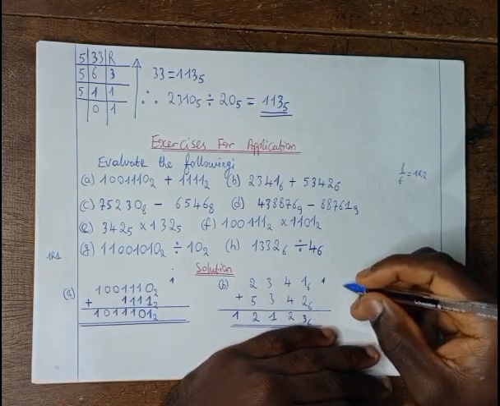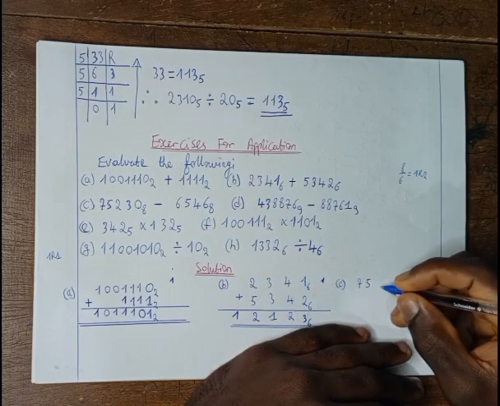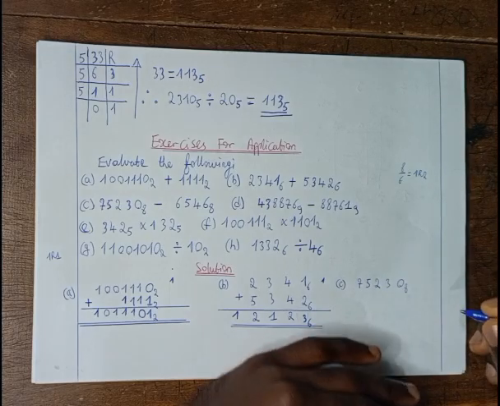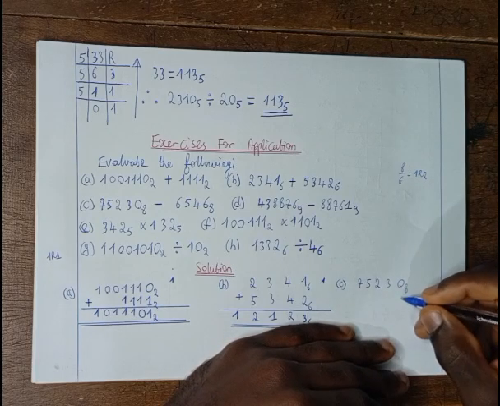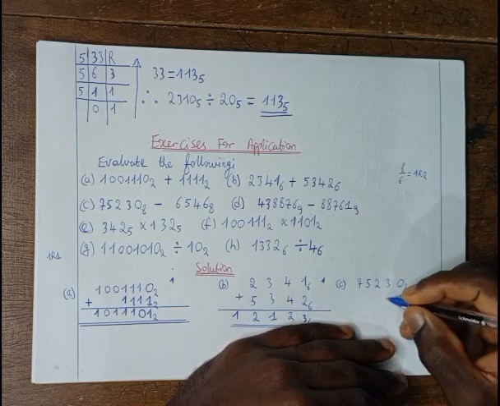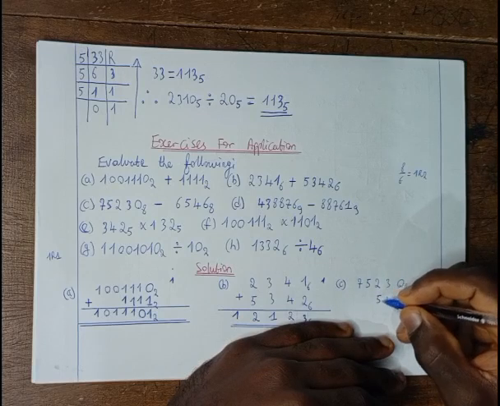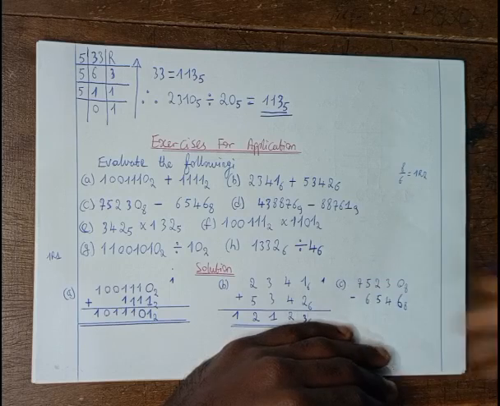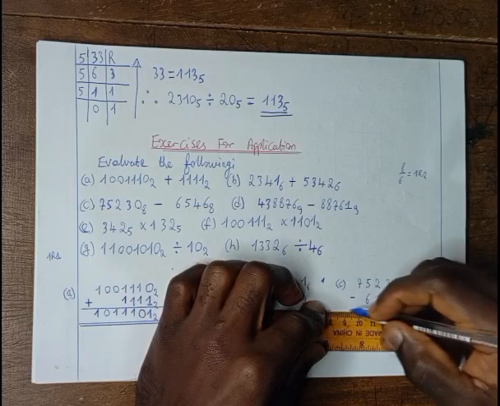We go now to question C. For C, we have 7, 5, 2, 3, 0 in base 8 minus 6, 5, 4, 6 in base 8. Under 0, we have 6. We have to write the base here, 8. Under 3, we have 4. Under 2, we have 5. And lastly, under 5 here, we have 6. So we put the subtraction sign. We draw our horizontal line.